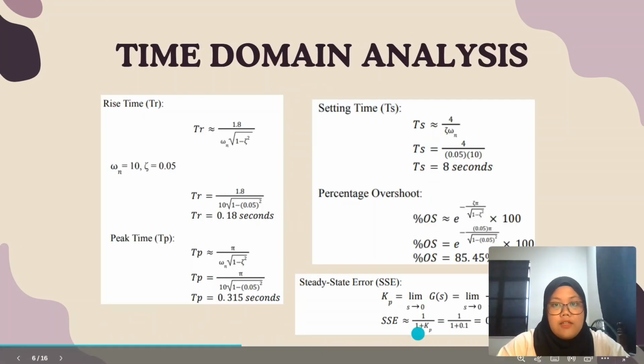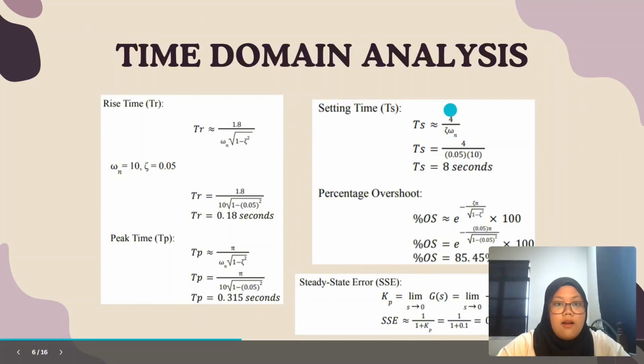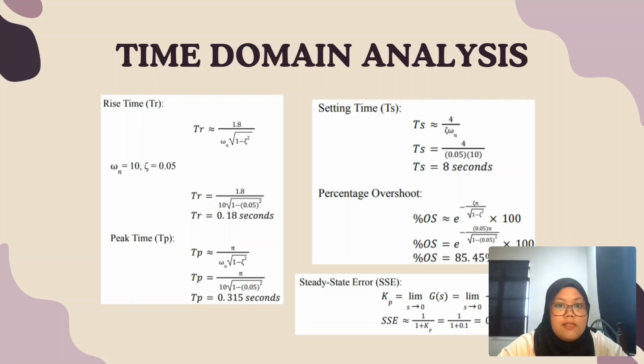For the time domain analysis part, in the time domain analysis of the plant, the system's performance is evaluated over time. Key parameters include rise time TR of 0.18 seconds, peak time TP of 0.315 seconds, and settling time TS of 8 seconds. The system has an overshoot OS percent of 85.45%, and a steady state error SSE of 0.909. These values show how the plant performs and where improvements are needed.